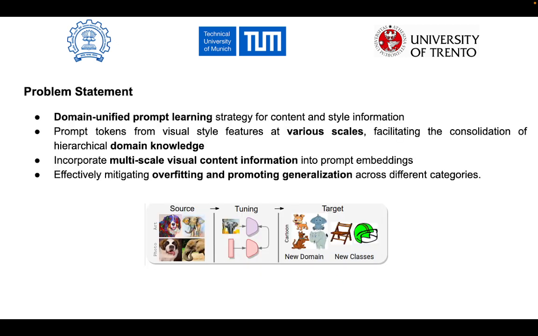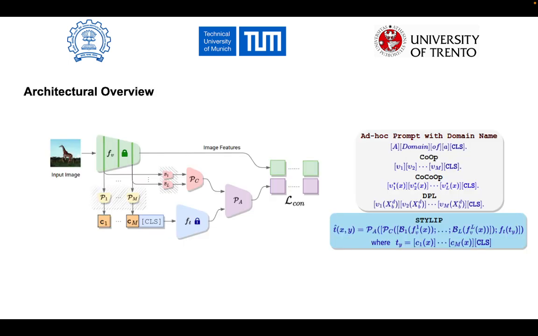The problem statement is that we learn domain unified prompt learning for the style and content information. We learn the prompt tokens from various scales to learn the domain knowledge by using batch norm features from the frozen CLIP vision encoders. We incorporate multi-scale visual information into the prompt embeddings, and this effectively reduces overfitting and promotes generalization across different categories.